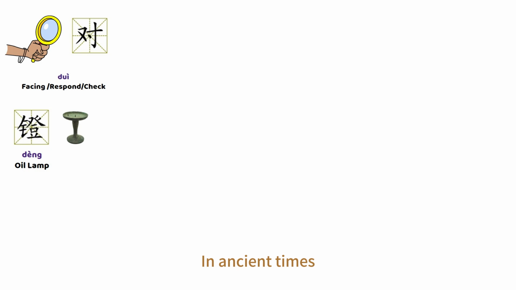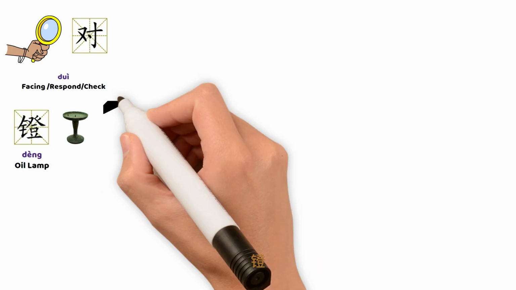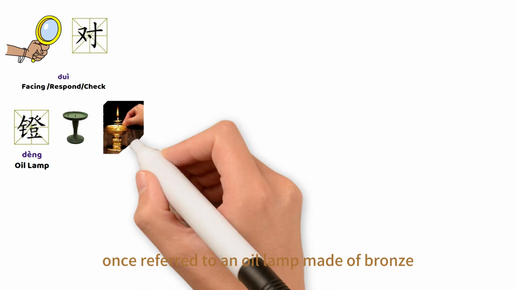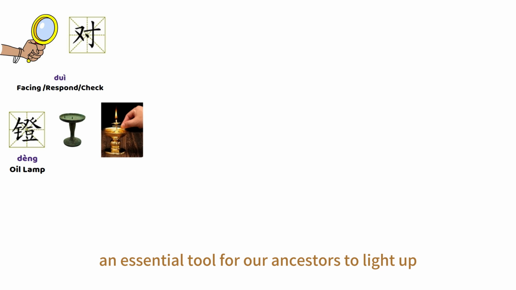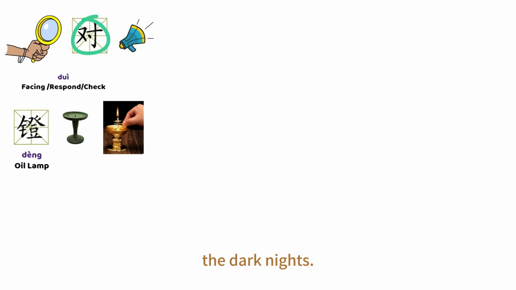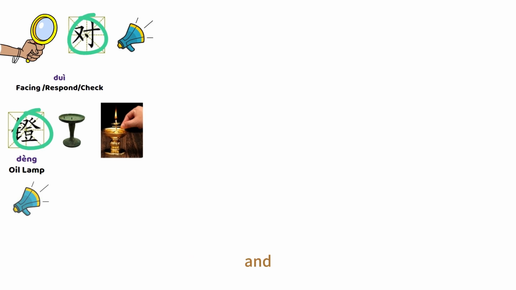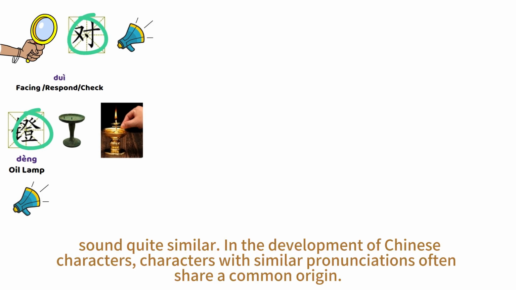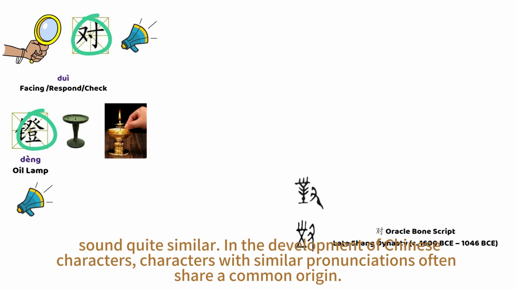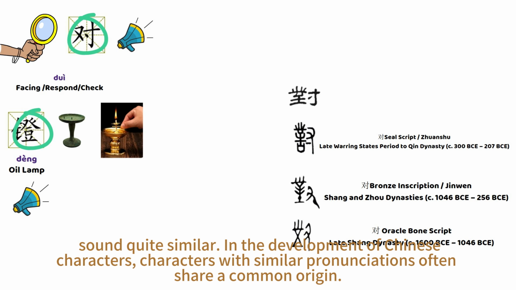瞪. In ancient times, 瞪 once referred to an oil lamp made of bronze, an essential tool for our ancestors to light up the dark nights. Listen carefully, don't 对 and 瞪 sound quite similar? In the development of Chinese characters, characters with similar pronunciations often share a common origin.